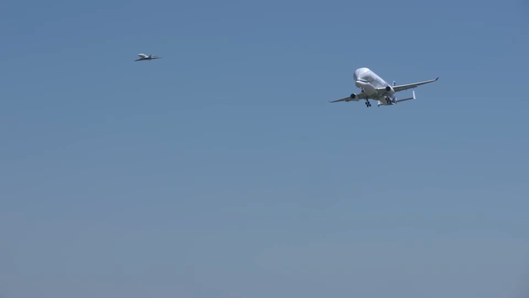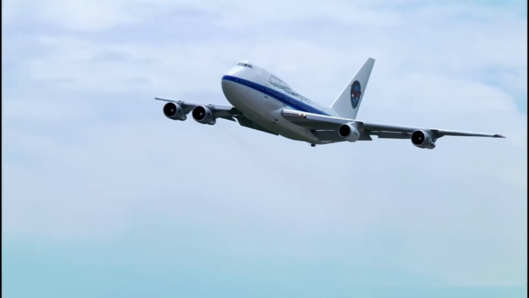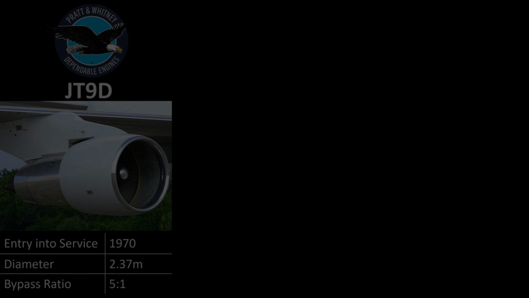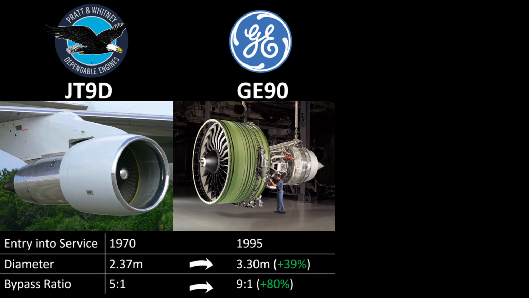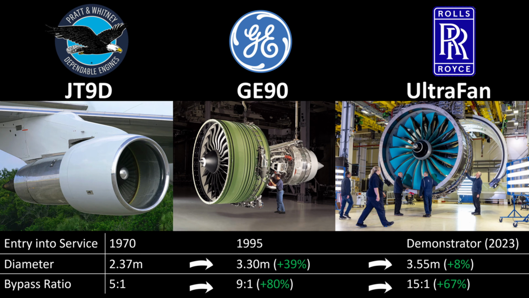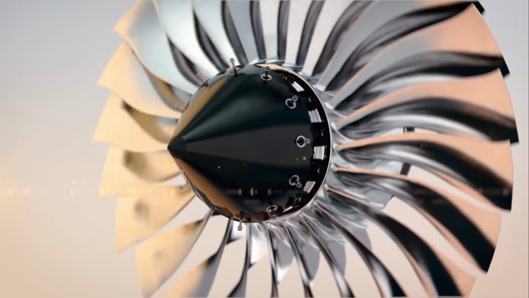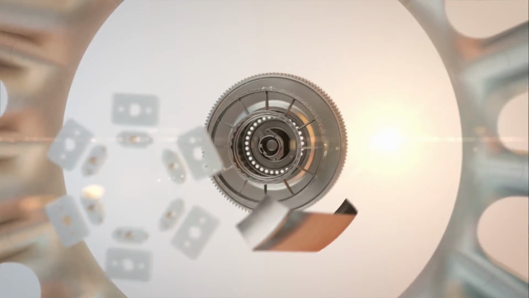Over the years, engine bypass ratios have been increasing. The Boeing 747 was powered by the Pratt & Whitney JT9D engine, an early turbofan engine. It had a diameter of 2.37 meters and a bypass ratio of 5:1. Meanwhile, the GE90 engine has a diameter of 3.3 meters and a bypass ratio of 9:1. The Rolls-Royce Ultrafan demonstrator engine has a bypass ratio of 15:1. And that's it, we're ready to design an aircraft engine.